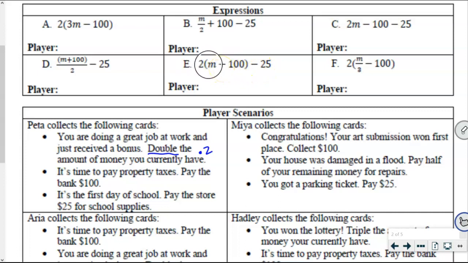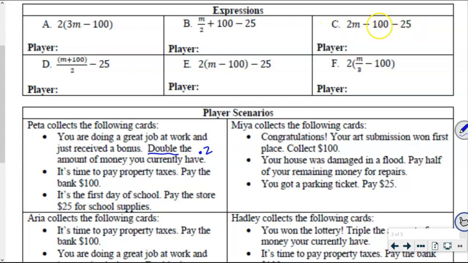In this one? Careful, because parentheses are there for a reason saying this happened first. So what's happening first in this expression? It's being subtracted by 100 according to the order of operations. So it's probably not going to be that one because that one says that it should be doubled first, which leaves me with C. What's happening to M first?